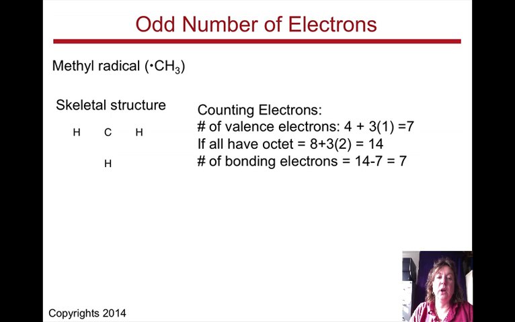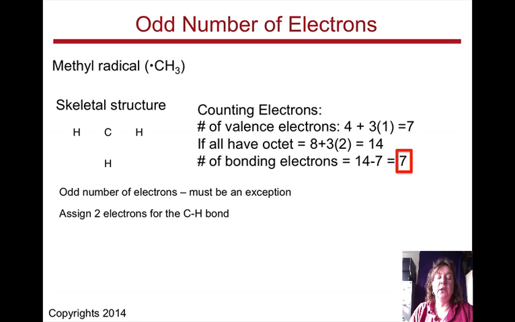The number of valence electrons is 4 plus 3 times 1 equals 7. If all have an octet, 8 plus 3 times 2 is 14. Number of bonding electrons, 14 minus 7 equals 7. We have an odd number. We have to realize that this is going to cause us some issues, and we are going to fix that by assuming we can have 1 electron by itself because we have an odd number of electrons.